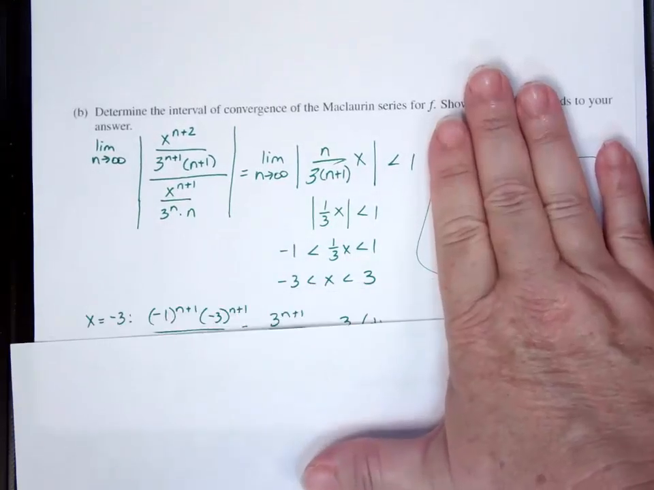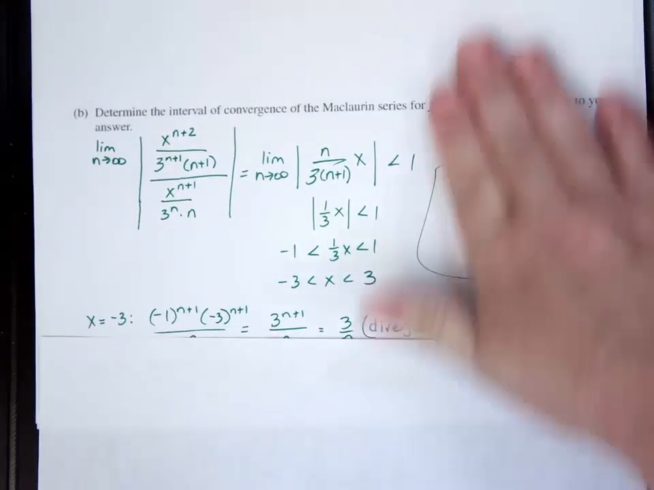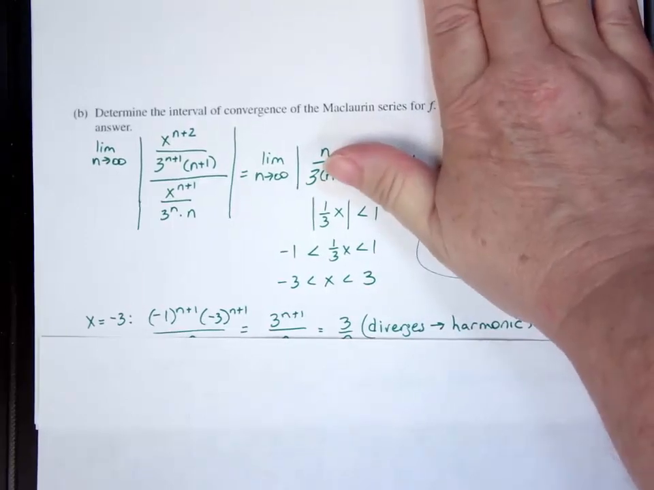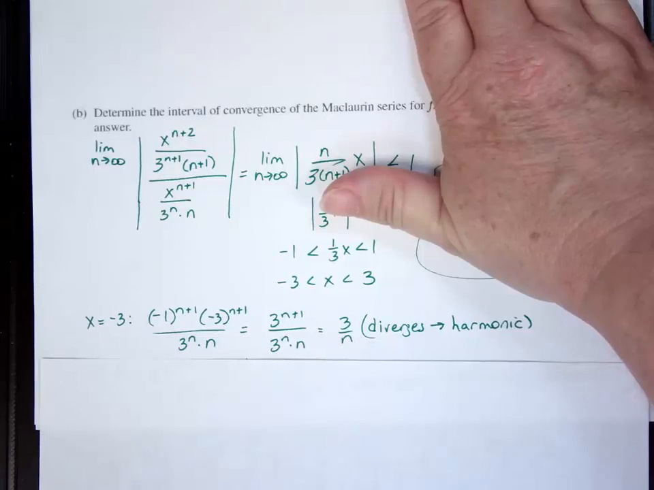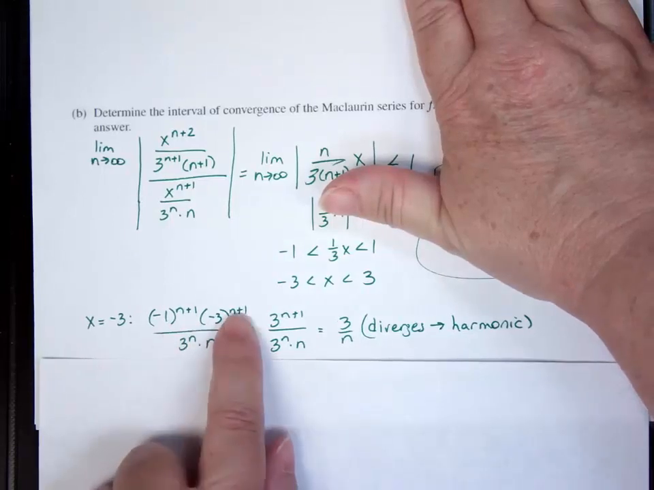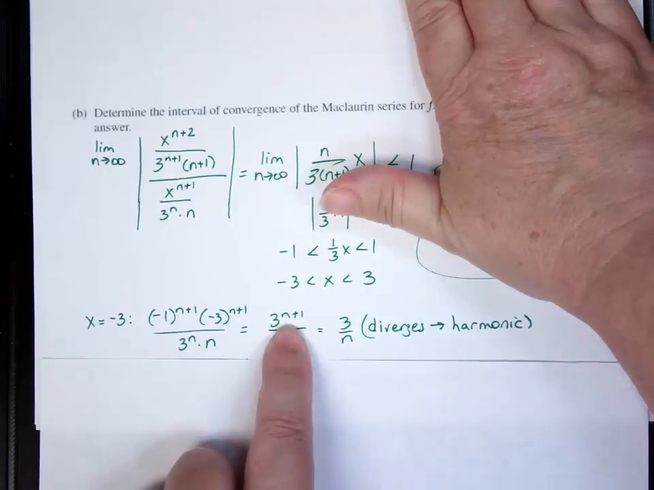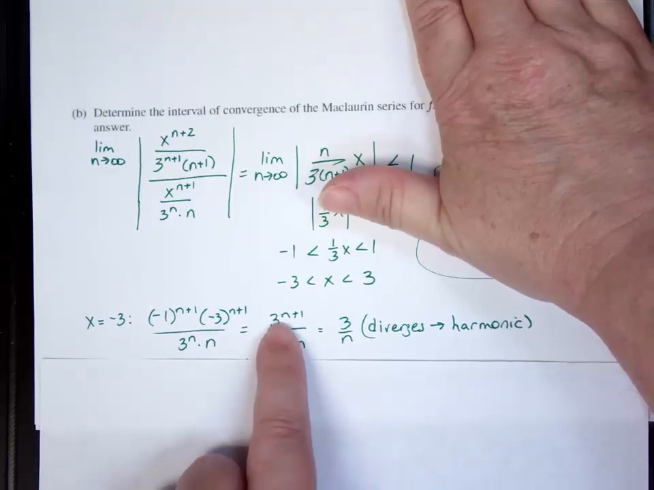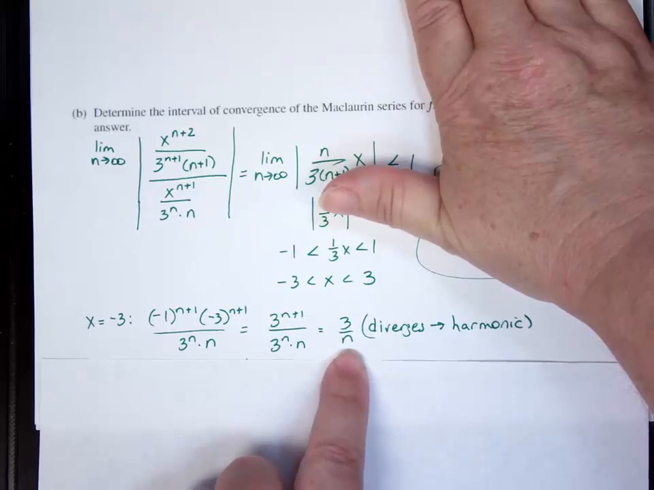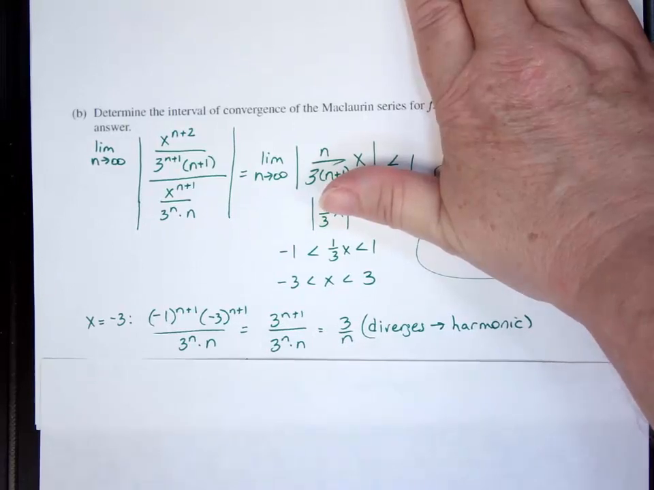So, -3, when you plug it in, you get -1 to the n plus 1, -3 to the n plus 1, over 3 to the n times n. And so these two multiply together because their exponents are the same. So that's +3 to the n plus 1 over 3 to the n times n. This cancels this, leaving a single 3 on top over n. That diverges because it's harmonic. So I immediately know that's going to be divergent.